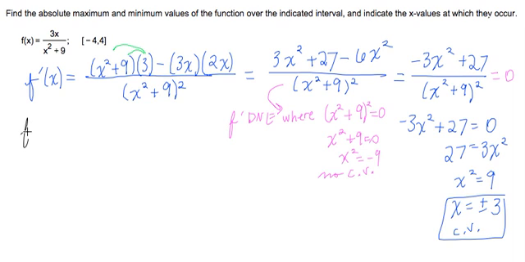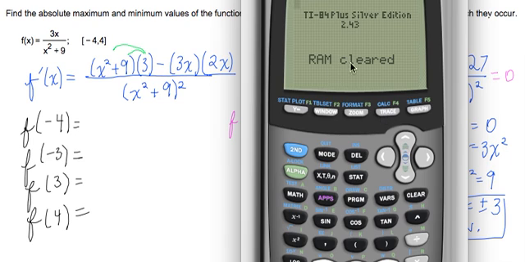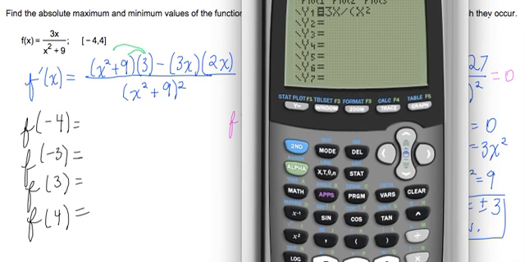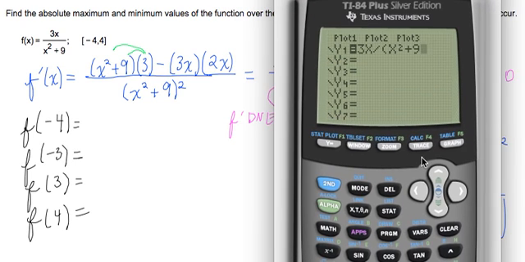So we're going to find the absolute max and min by plugging in the endpoints and the critical values into the function just to see which has the highest y value and which has the lowest y value. Okay, and this just takes a bit of plugging in, really. I'm just going to put it into y equals 3x over x squared plus 9.